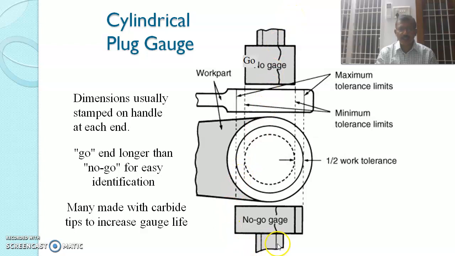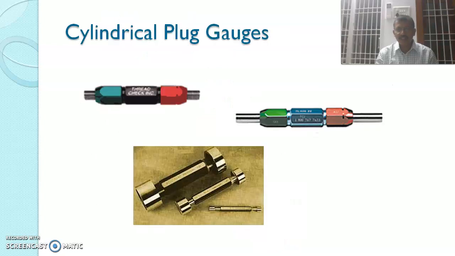Many are made with carbide tips to increase the gauge life. They have to be inserted into the workpiece, so there are chances of wear and tear of the gauges, so they are made with carbide tips. Carbide tips are used for the tips of the cylindrical plug gauge. This is a picture of a cylindrical plug gauge. One side, the green side, will be the go side, and the red side will be the no go side. Similarly, in these two diagrams, this is the go side and this is the no go side.